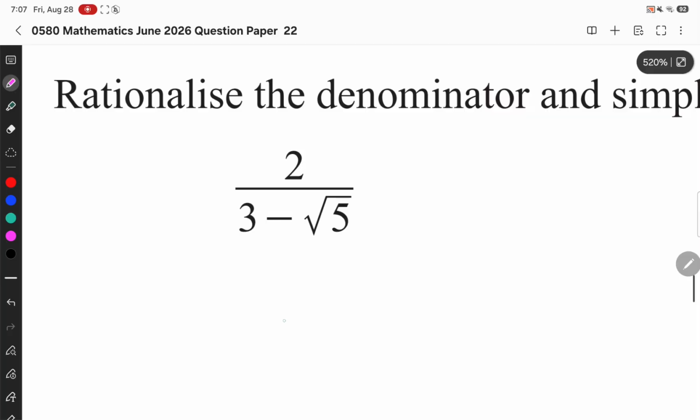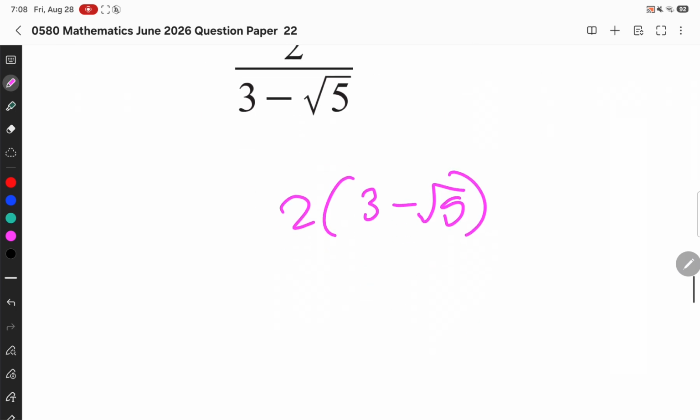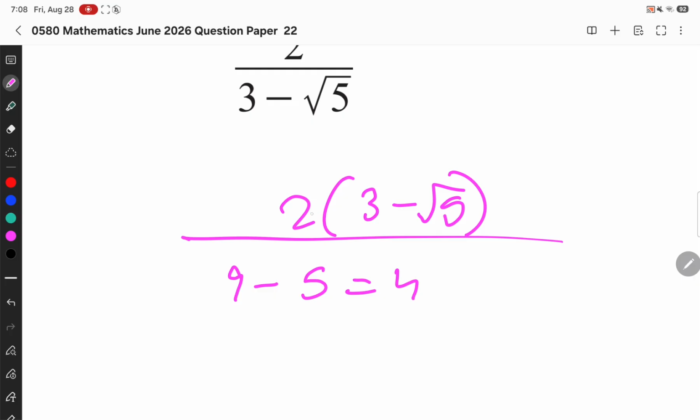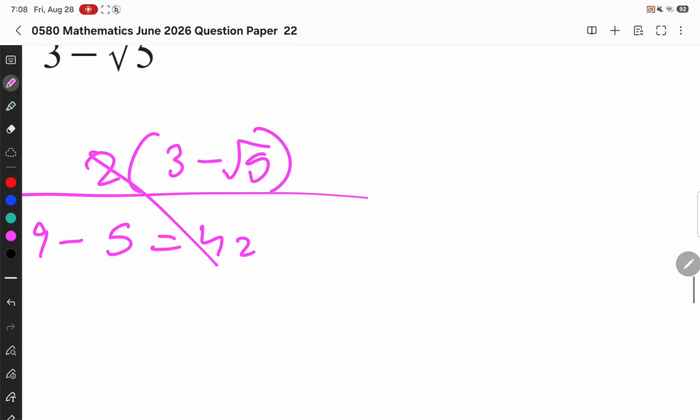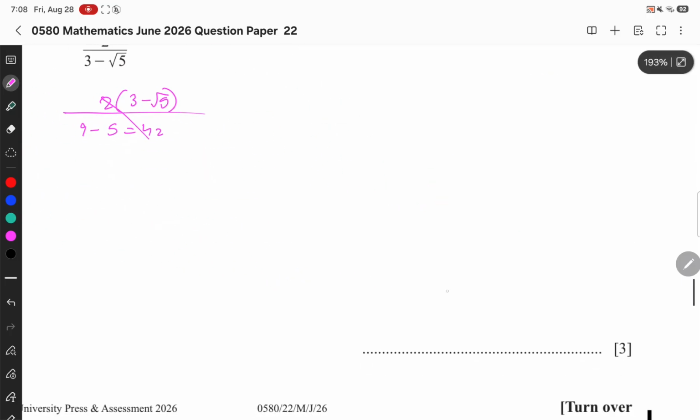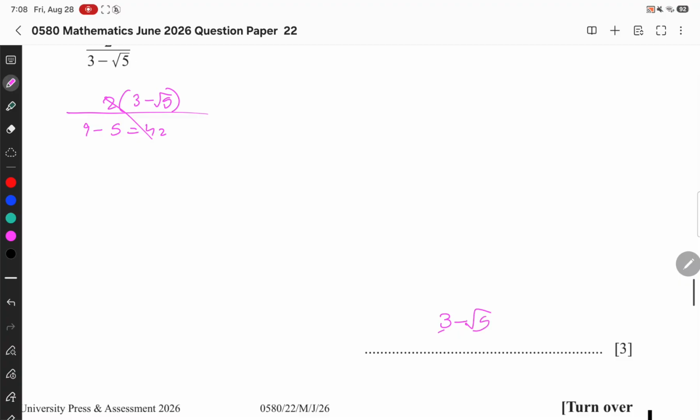Expand and simplify. So this is 2 times 3 minus root 5, and this is 9 minus 5, which is equal to 4. Cancel this, we get 2. So this is 3 minus root 5 over 2.